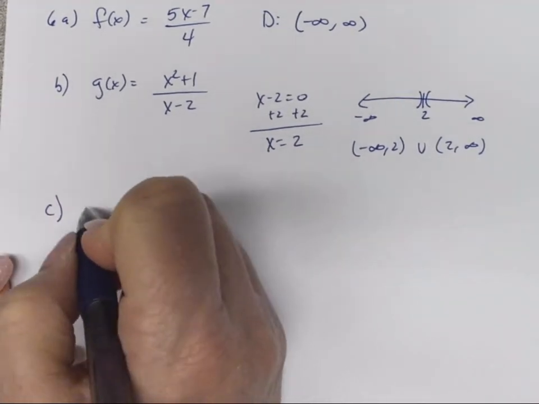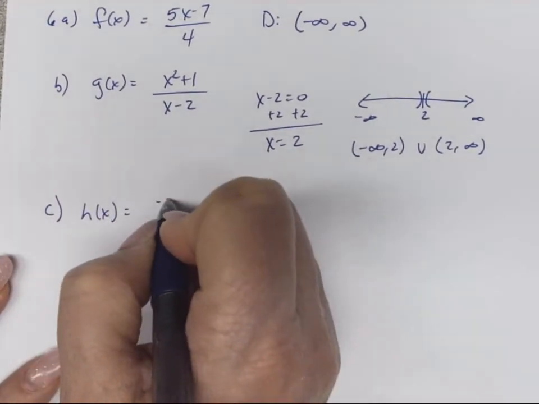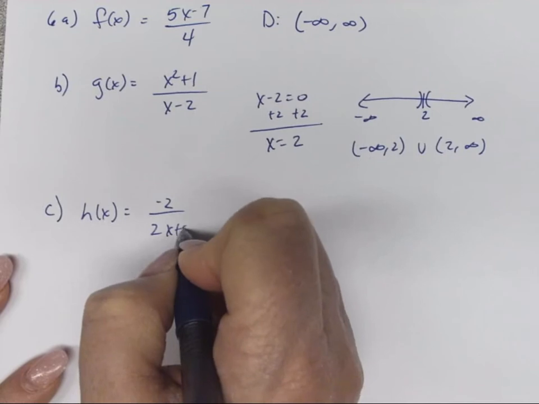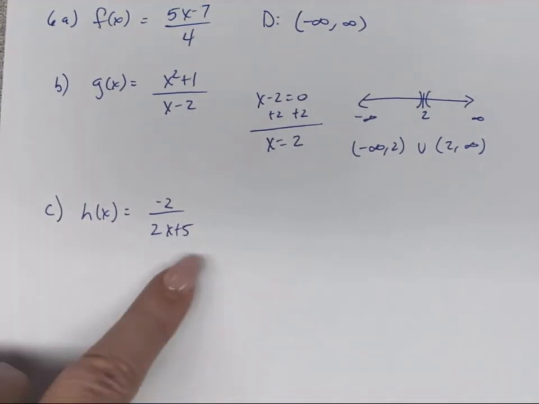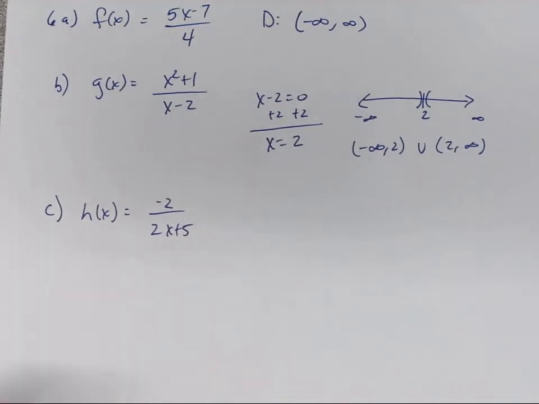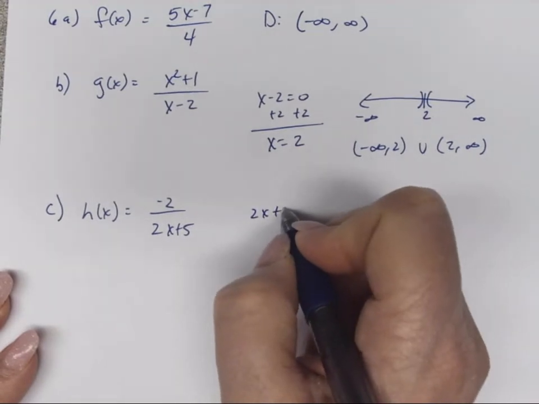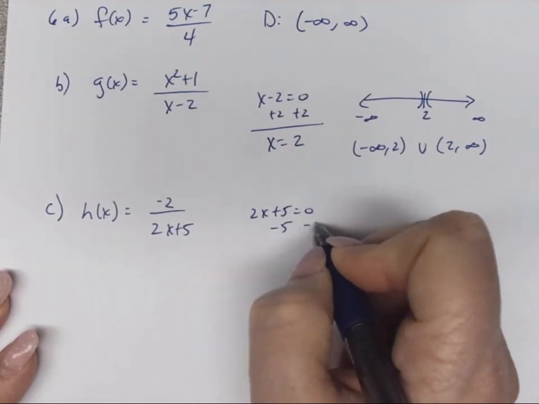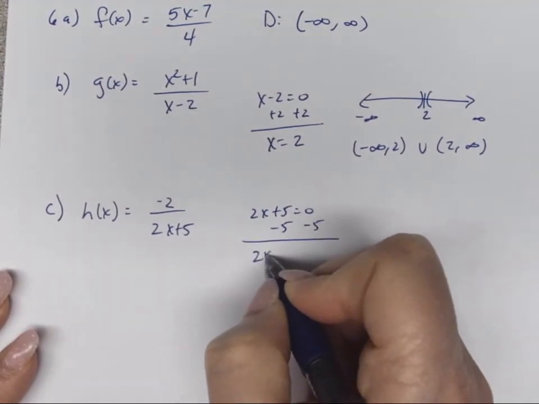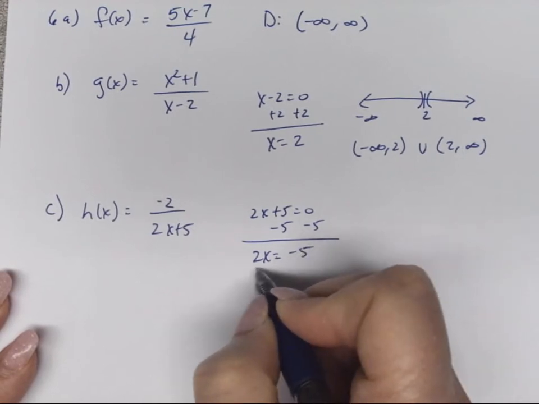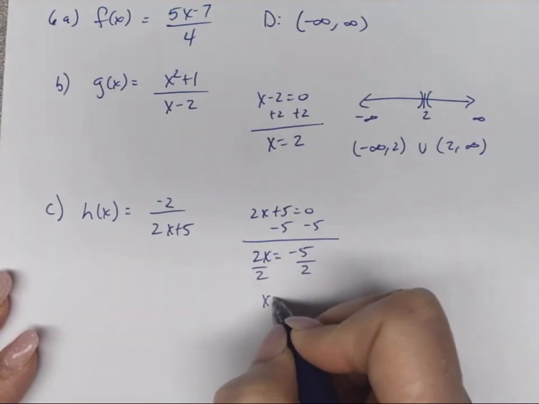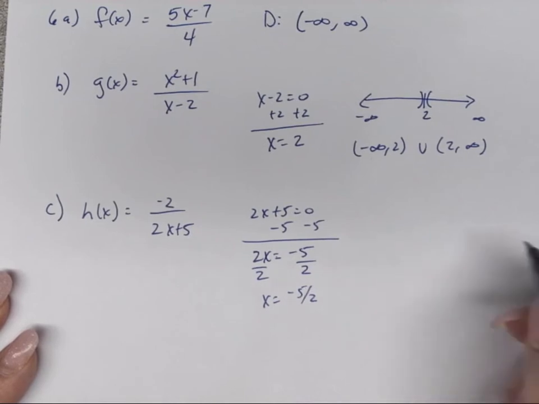On our next one, we have h of x is equal to negative 2 over 2x plus 5. Again, we have a variable in the denominator, so we're going to set it equal to 0. Subtract the 5 over. We get 2x is equal to negative 5. Divide by 2, and x equals negative 5 halves.